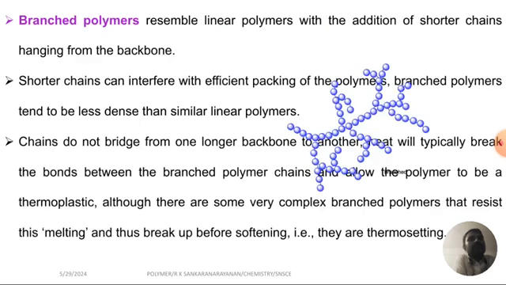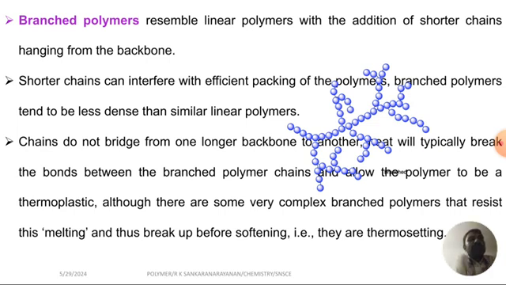Another one is the branched chain. It resembles linear polymers, but a lot of short chains are attached to the polymer backbone, hanging off the backbone. From this diagram you can see how branched polymer structures are formed.